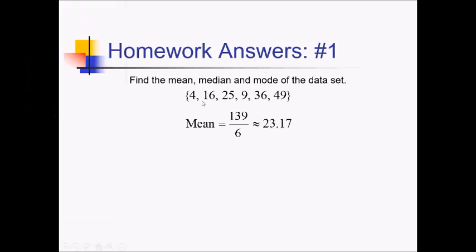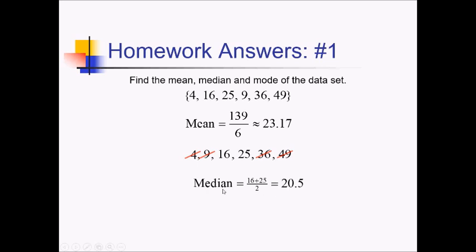Now for the median, I have to write these in order and pick the middle number, or the average of the middle two numbers. So our first number is 4. After that we have a 9, 16, 25, 36, and 49. And now I'll just cross them off from the ends until I get to the inside. So I'll cross off 4 and 49 at the same time, and then 9 and 36. And then there's two numbers in the middle, so our median is going to be the mean or average of those two numbers, 16 plus 25 over 2. So that's 41 over 2, which is 20.5.